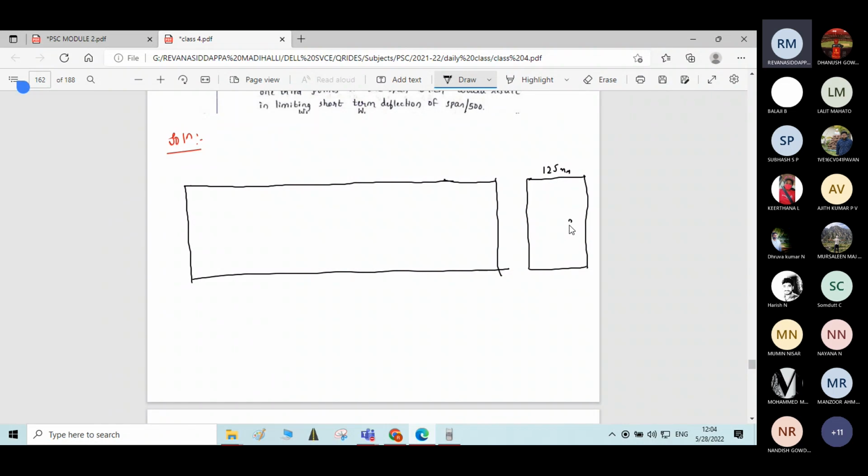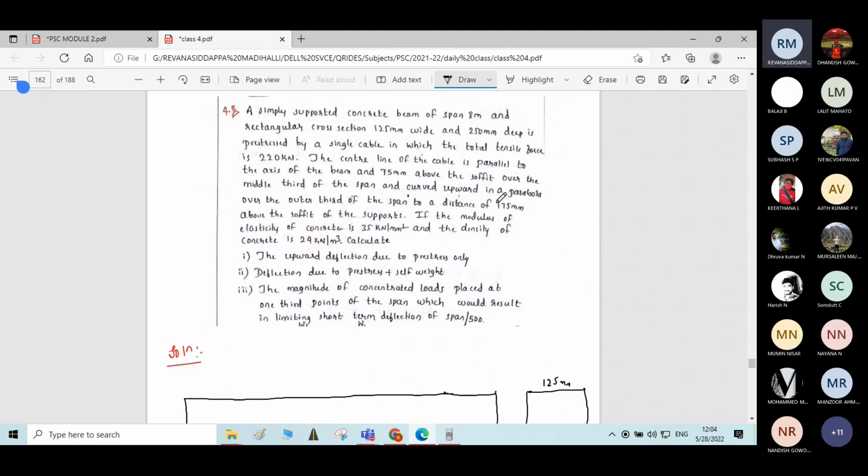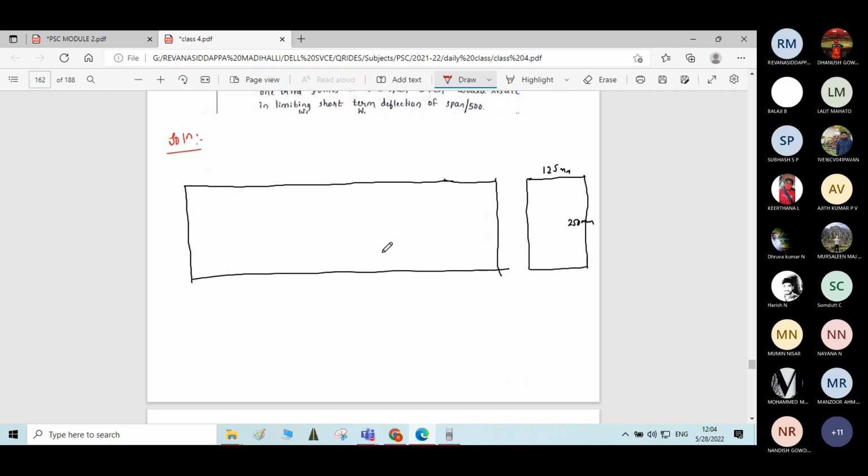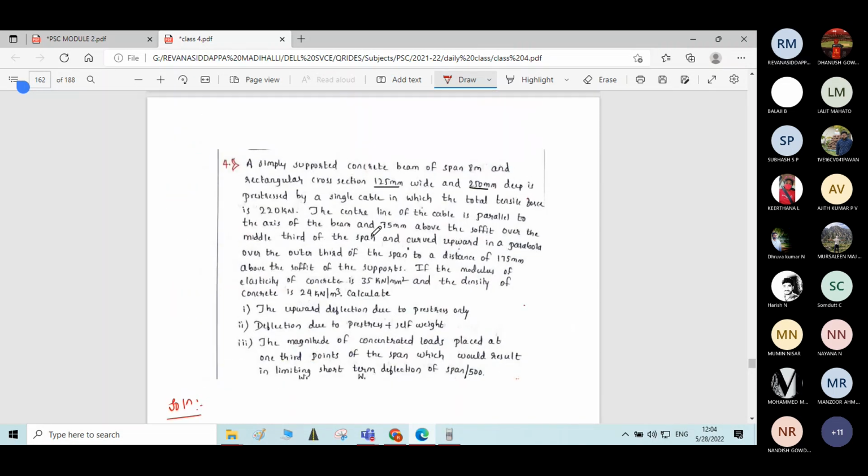Okay, 125 by 250 is the cross section given in the problem, correct? Cross section 125 by 250. Okay, let me write the centroidal axis. Now, the pre-stressing force is given as 220 kilonewton.